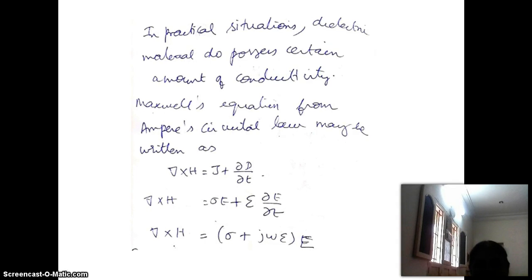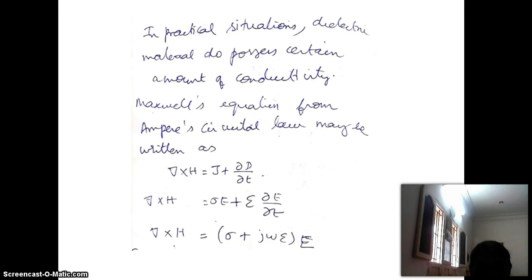In practical situations, dielectric materials do possess a certain amount of conductivity. We can't say that dielectric materials don't have conductivity, but they possess a certain amount of it. So, by Maxwell's equations, Ampere's circuital law may be written as del cross H equal to J plus dou D by dou T, where J is the conduction current density and D is the displacement current density.